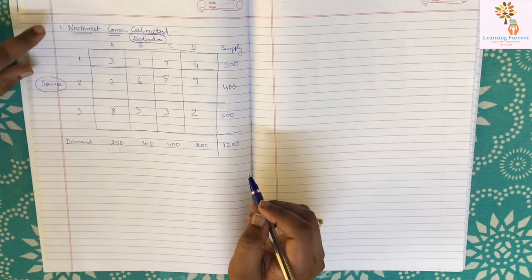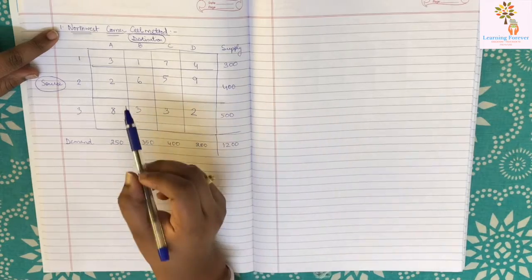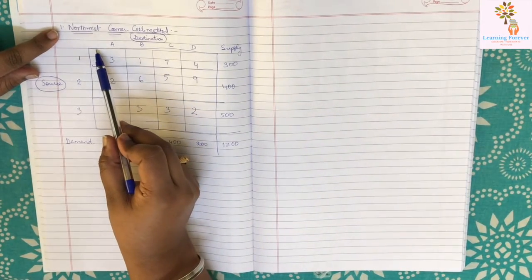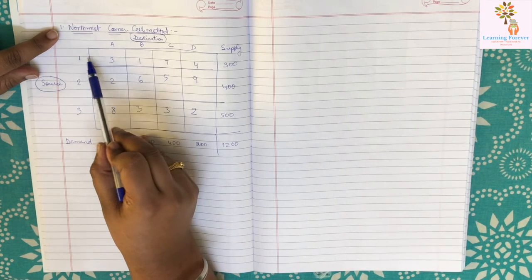So what exactly is the northwest corner cell method? We need to identify the northwest corner cell of this whole table, which would be on this side.